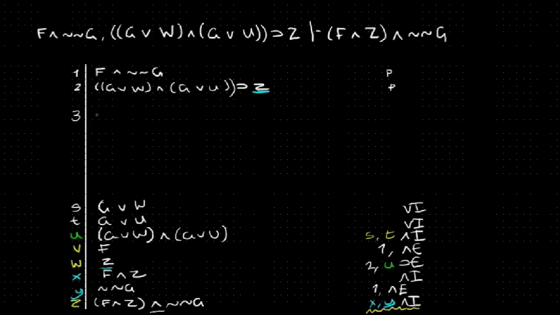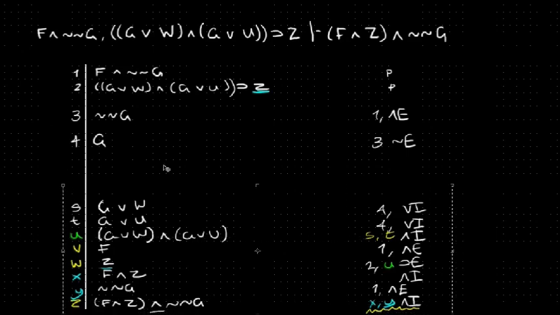Well, if on line 3 we put not g, and that is a conjunction elimination from 1, on line 4 we could just write g with a negation elimination of 3. And from there it's really easy. Now we can say, well, g or w, that's just a disjunction introduction from 4, and g or u again is a disjunction introduction from 4. So there again we've built our proof up from the bottom until it meets the work that we're doing down from the premises.